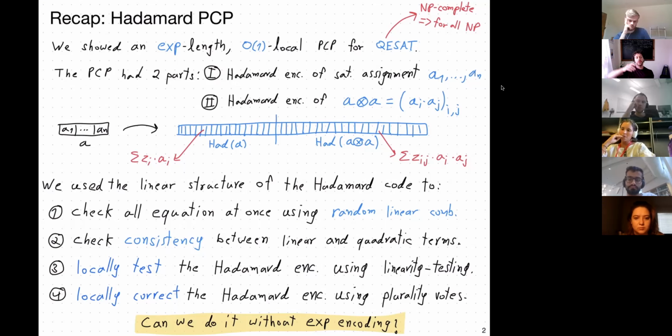And the idea was to first check all of the equations at once by bundling the equations into one random linear combination. We checked consistency between the two oracles, and then we did this trick of locally testing the Hadamard encoding in order to know that things are encoded properly. But there is still the case that the test ensures that we are in proximity to a codeword, but not a precise codeword, and then we use the local correction property of the Hadamard code to deal with it. And the idea is that we got something with exponential length, which is a lot, but fantastic locality O of 1.